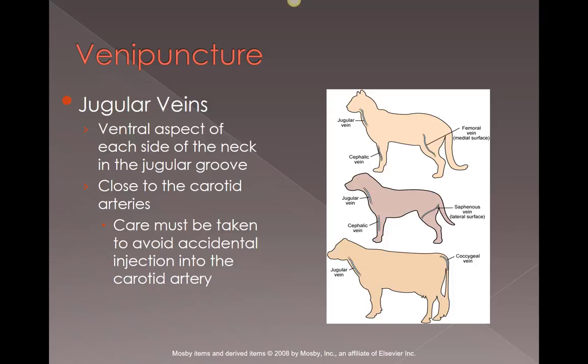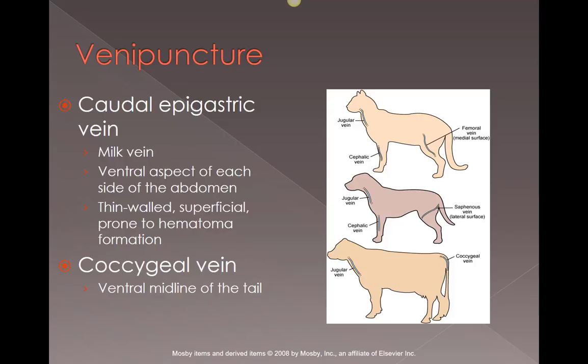And really, it's kind of hard to get a needle into the carotid artery in small animals. It kind of bounces back and forth. But it can be done. And one way that you'll know is it's going to be bright red blood. And a lot of times if you accidentally hit that carotid instead of the jugular vein, you'll actually see that plunger getting pushed out. And so they talk about the caudal epigastric vein or the milk vein here, which is something that we do in cattle.